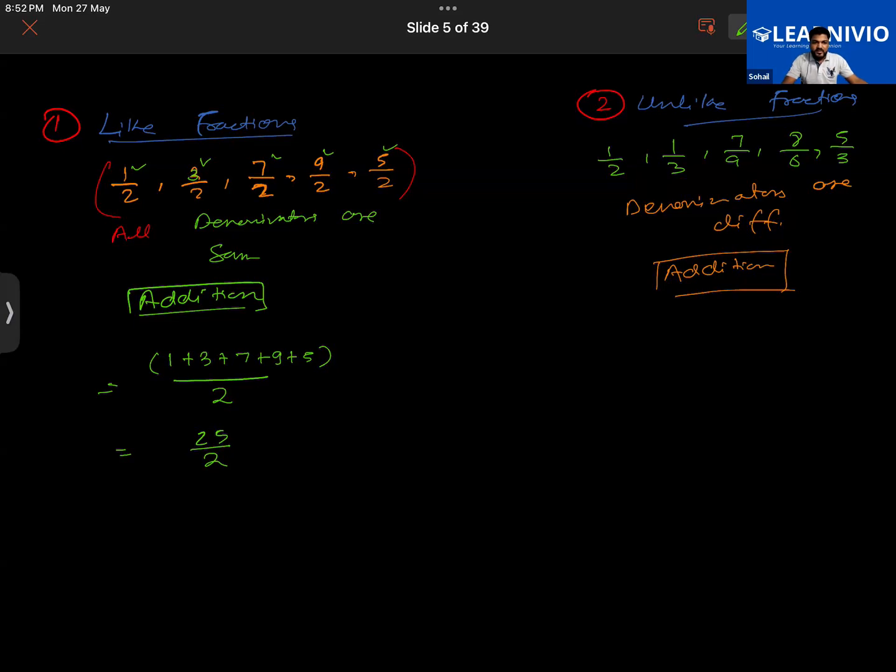Say for example, let's take a smaller example. You have to add 1 upon 2 and 1 upon 3. You want to add them. In order to add them, first of all, you need to find the lowest common multiple of 2 and 3. Did you study about the lowest common multiple in your school? In short, it is LCM. Not yet.